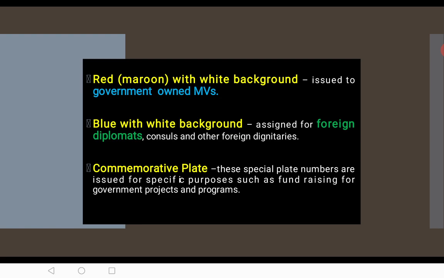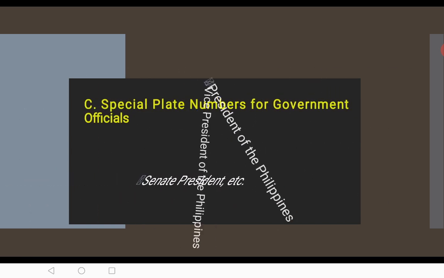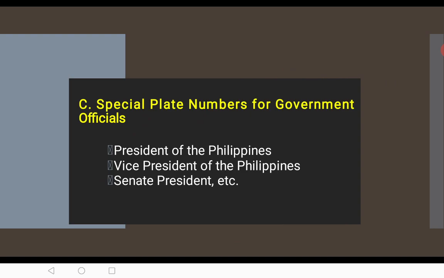Okay, and then we have here pa commemorative plate. Okay, these special plate numbers are issued for specific purposes such as fundraising for government projects and programs. And we have here special plate numbers for government officials. Okay, they are the President of the Philippines. May nakalagay sa likod President of the Philippines. Those are special plate numbers. Vice President, the Senate President, and etc. Basta mga entitled person in our country. Alright, so those are those class.